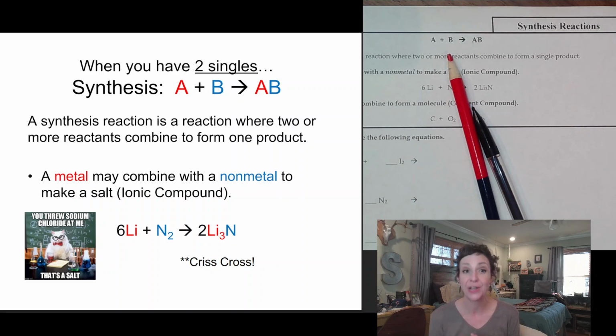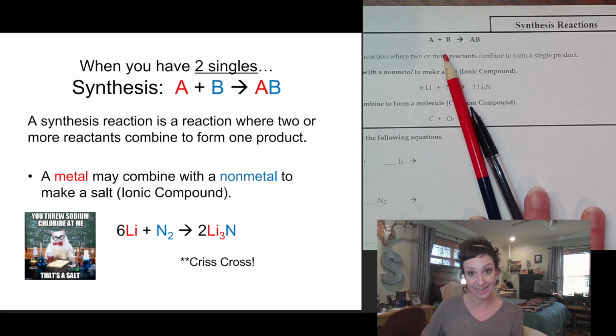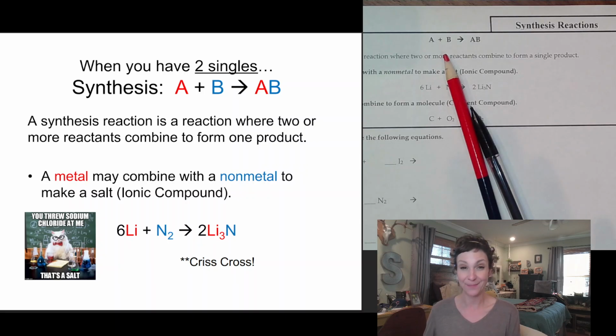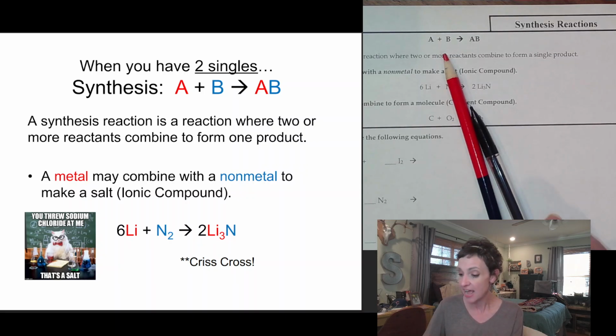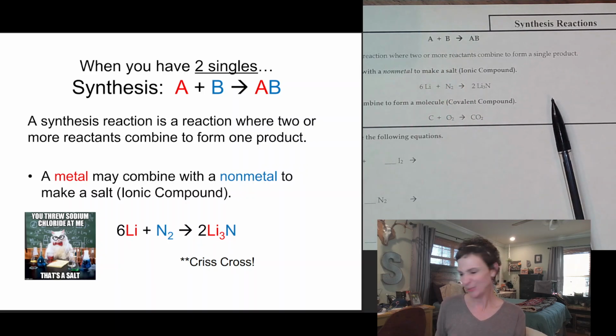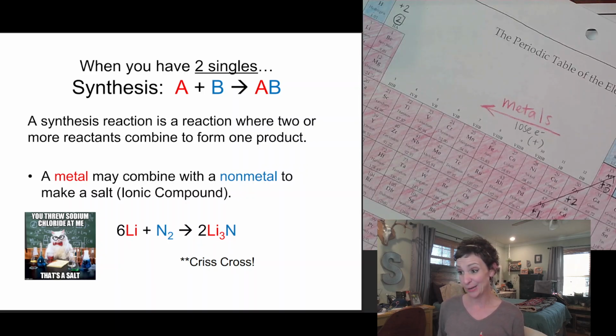So for today's video, we are going to practice writing our own products from a synthesis reaction equation. I have my practice page handout, which is also basically our notes today. The best way to practice writing equations is not for me to talk at you, but for us to actually practice them together. I also have my red and blue colored pencil, and I also have my periodic table.